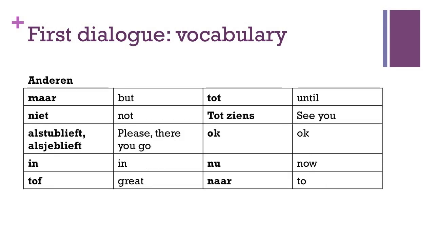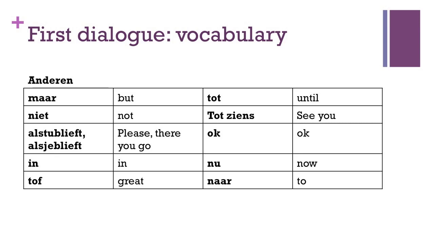Now, let's focus on the rest of the anderen. Maar is but, niet is not, and alsjeblieft is please. The polite form is alstublieft. You see the je is replaced by u there, as in the pronouns. It's also used if you give something to someone. In Dutch is very surprisingly in. I hope that's not too difficult.